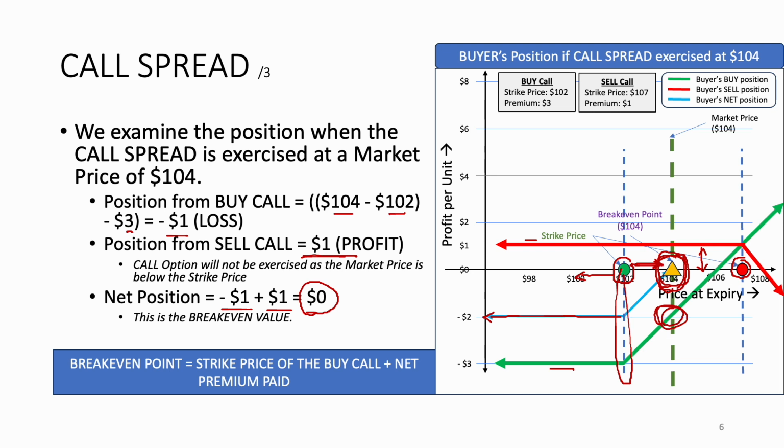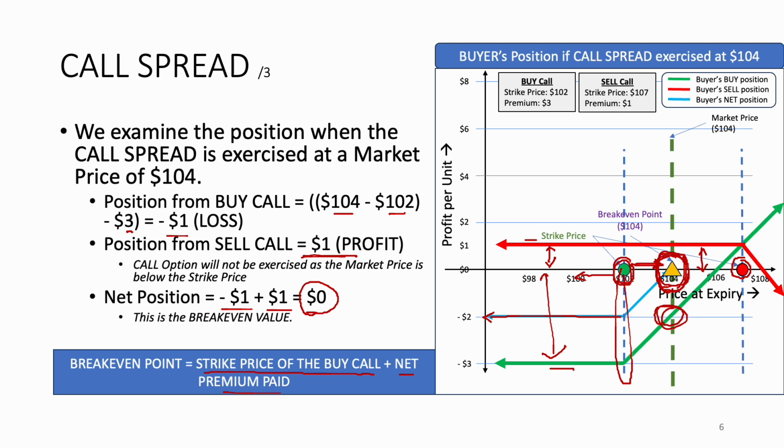Now this can be formalized in a formula. The formula for the break-even point of a call spread is the strike price of the buy call plus the net premium paid. So the strike price of the buy call is here, $102. The net premium paid is $3 minus $1, that is $2. So 102 plus 2 is 104. So when we analyze the position at $104, we see that the break-even is happening for the investor.